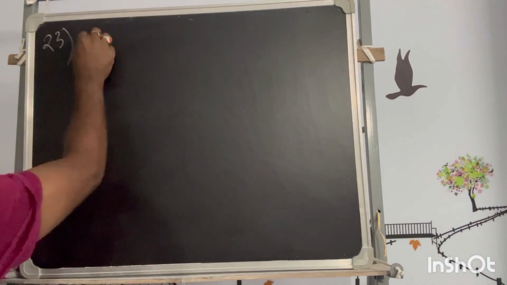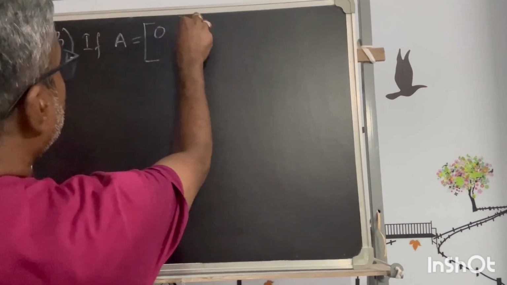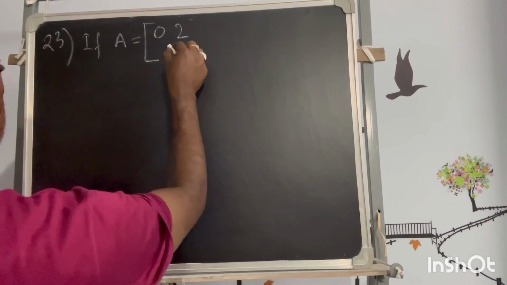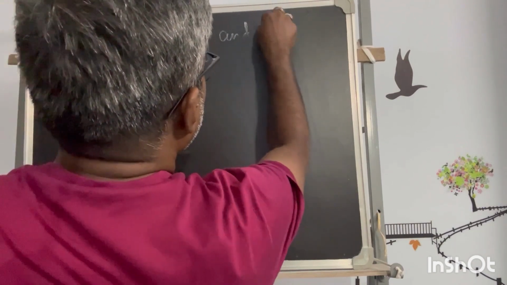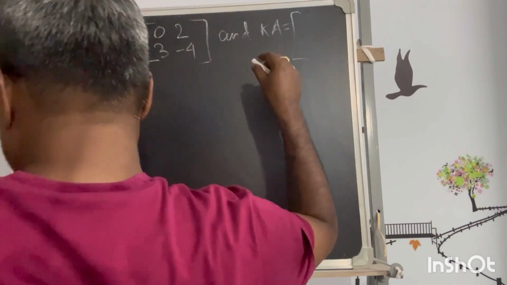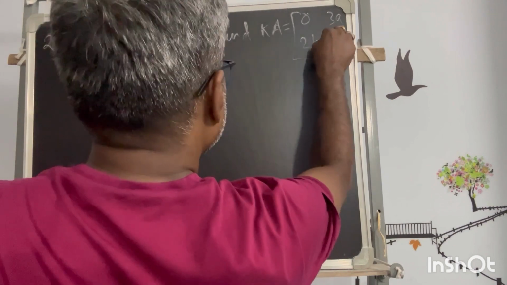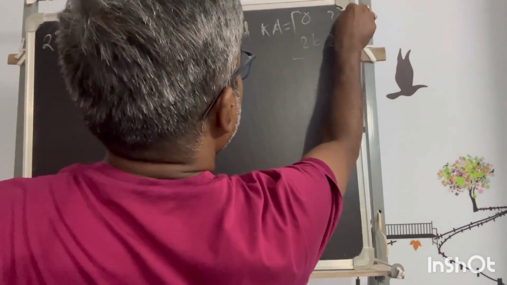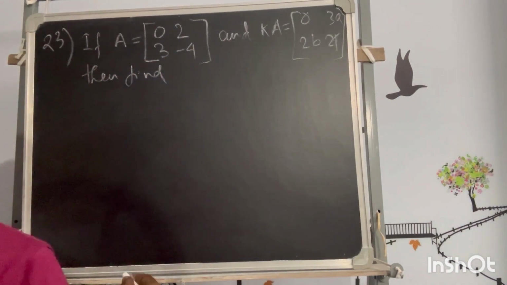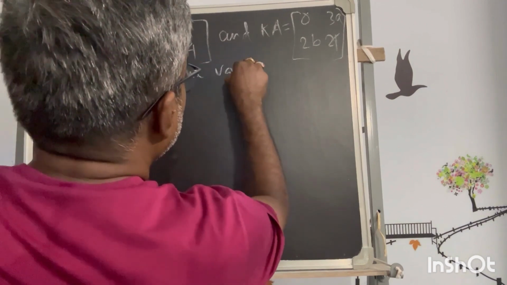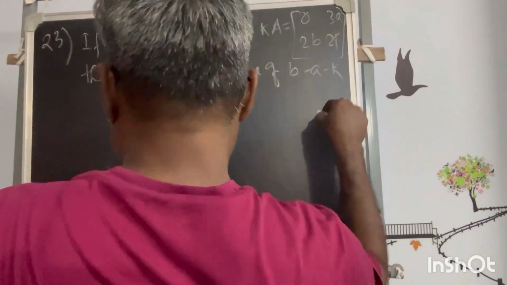If A is equal to the matrix [0 2; 3 -4] and kA is equal to the matrix [0 3a; 2b 24], then find the value of b minus a minus k.